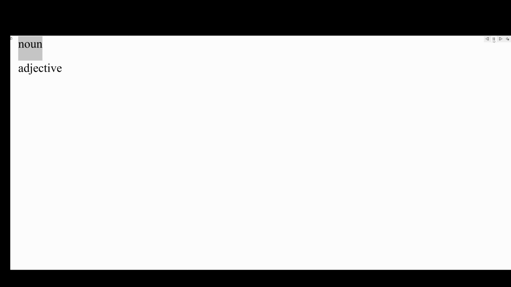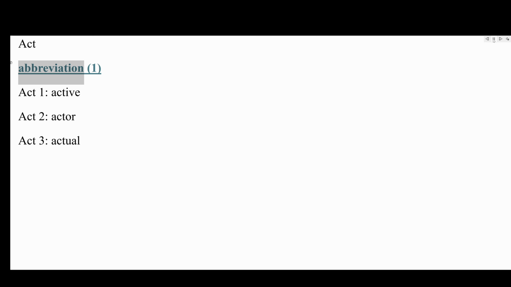Noun. Adjective. Act. Abbreviation, 1. Act 1, active. Act 2, actor. Act 3, actual. ACT.